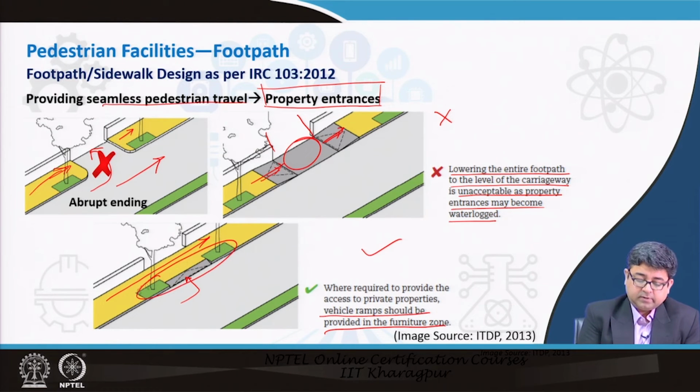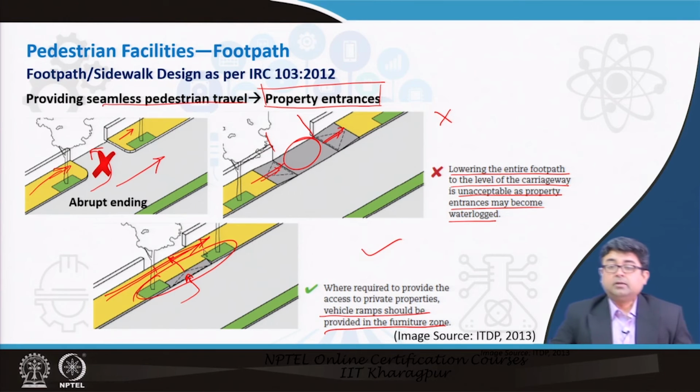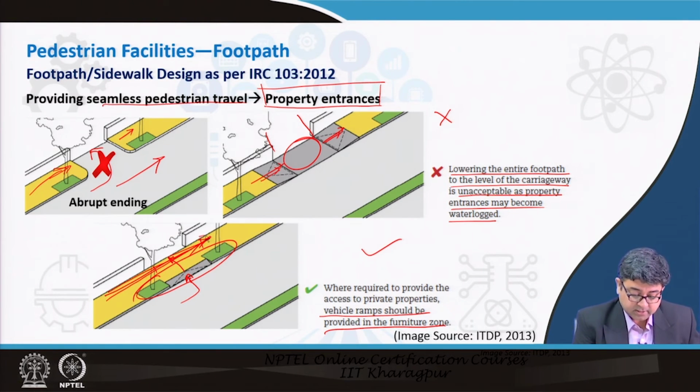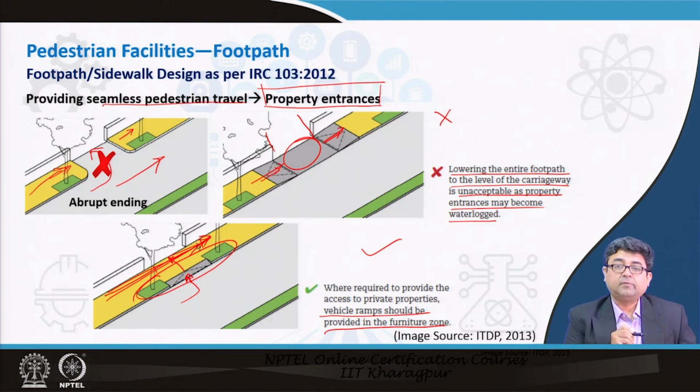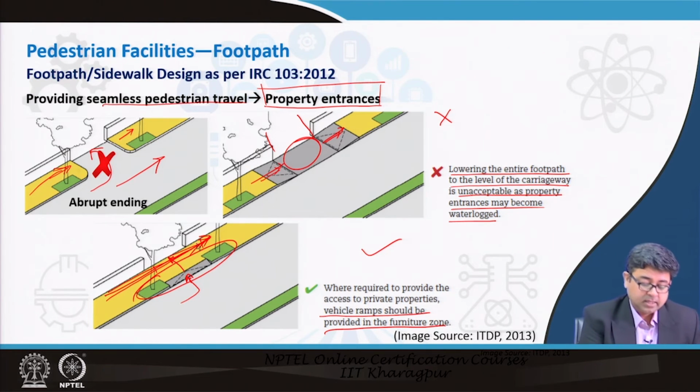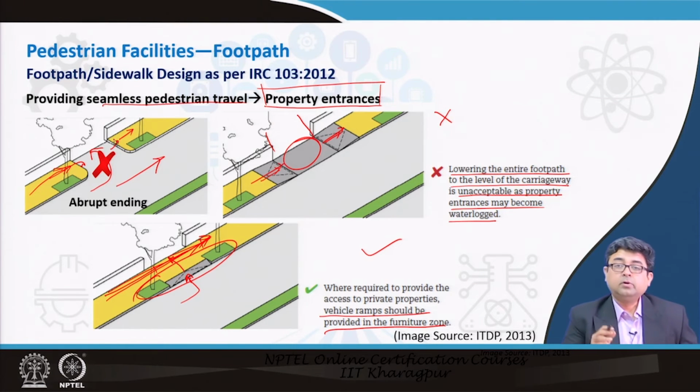Again, this is the furniture zone, right. There is a clear pedestrian zone. So, in the furniture zone vehicle ramps are provided, which goes up, and then the vehicles can access the properties, keeping in mind the pedestrians walking on them. So, this provides a seamless walking platform for the pedestrians, rather than having them get off here, then get up here and do all kinds of things.